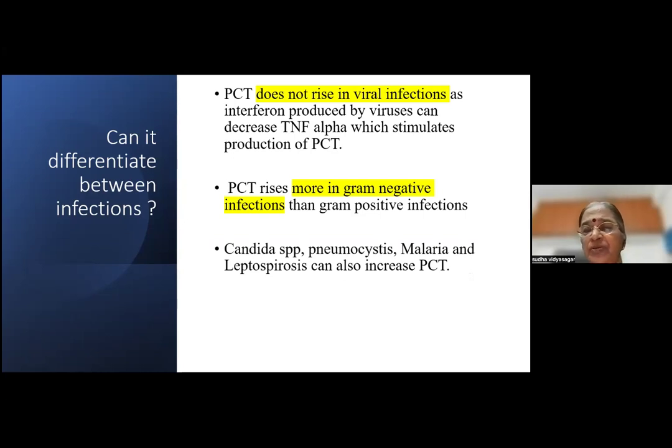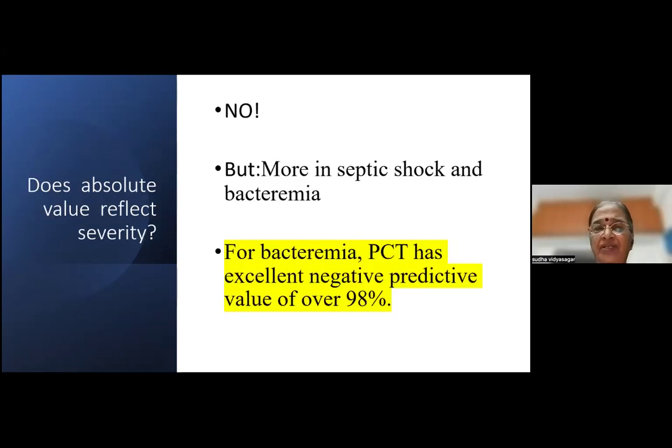And Candida species, pneumocystis, malaria, leptospirosis, remember they can all increase the procalcitonin, okay? So don't think it is only bacterial. It can go up in many other conditions. But in fungal infections and viral infections, the procalcitonin does not increase as much as we think. So fungus and virus may be less, but in all other infections it can go up. And that is why we must remember that procalcitonin is not without its fallacies, but is useful for the diagnosis of bacterial infections, and higher levels and more rise are seen in gram-negative infections.